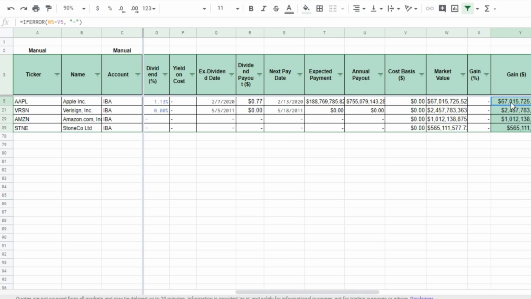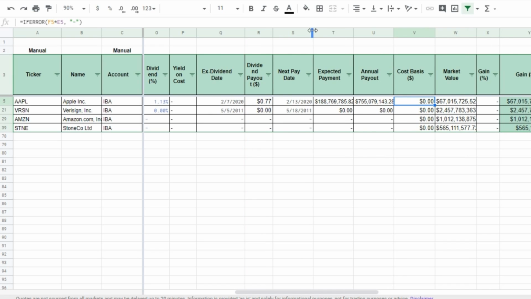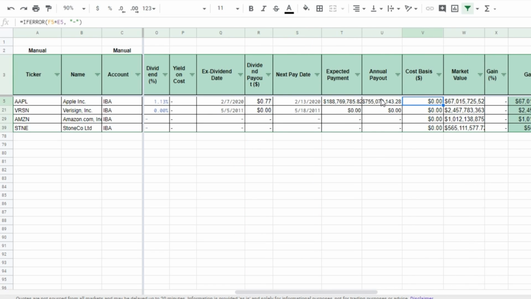And what this basically means is, in terms of actual forecasted income, it's about $188 million every single quarter. You can see when it's actually going to pay out with respect to the ex-dividend date and the pay date here. And actual annual dividends is going to be about $755 million every single year, which is pretty crazy, to say the least. And there's some small positions in VeriSign, which is about $2.5 billion or so, and Amazon, which is just over $1 billion, and StoneCo Limited.